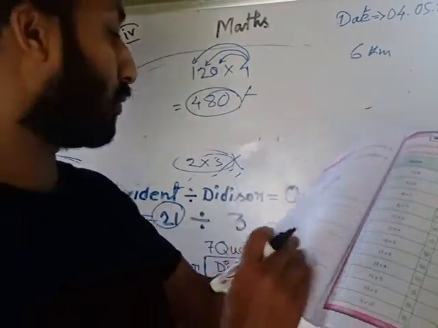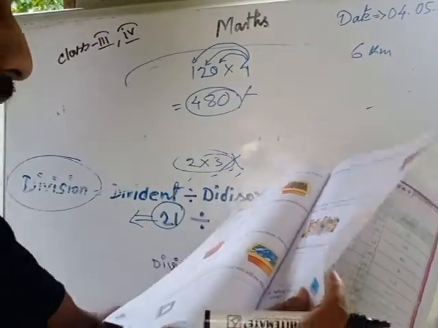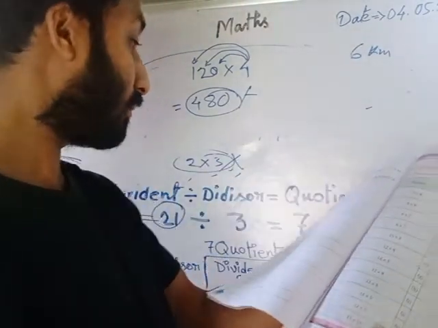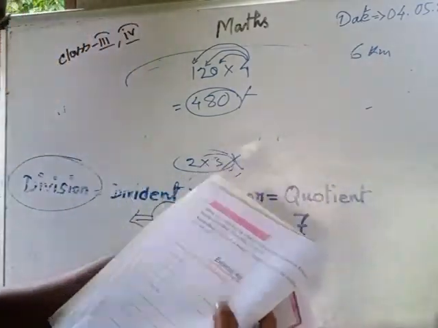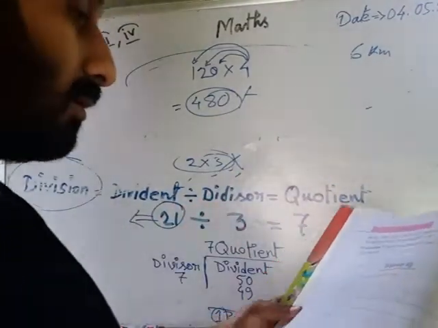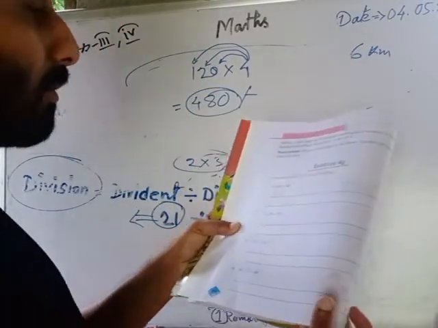In this way you should do your homework. Exercise 4F, all of these things. Framing the number problem. Okay, you should frame out the problems, frame the word problems.